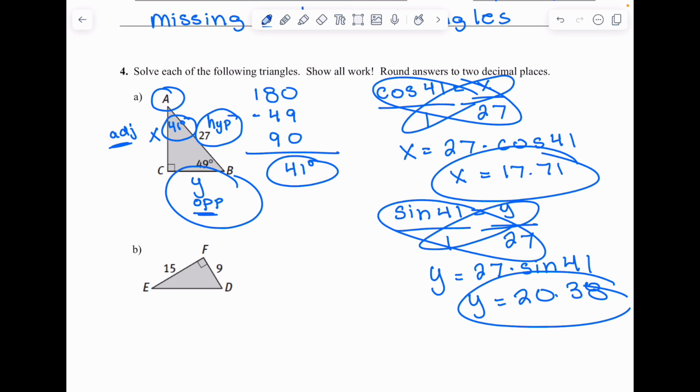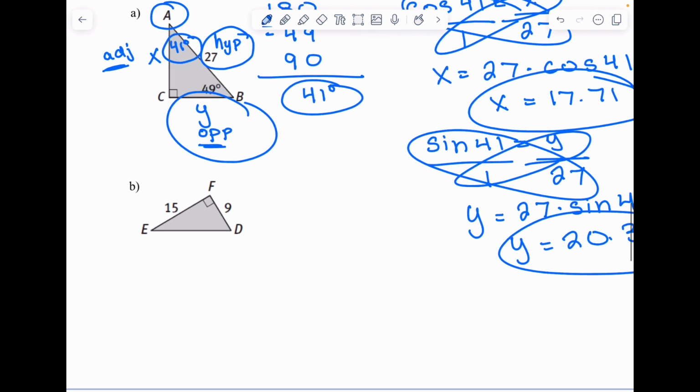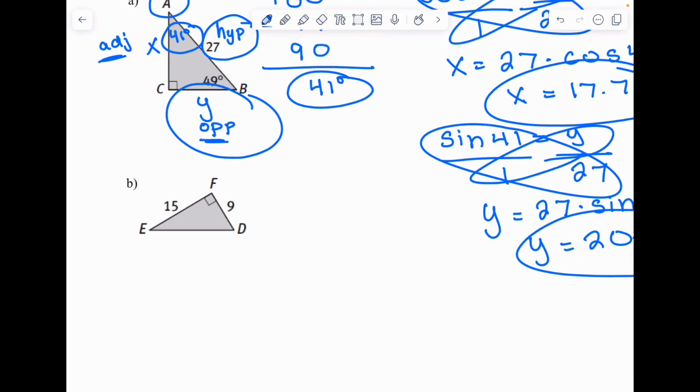So we just solved this triangle by finding all of the missing sides and all the missing angles. Let's try this one more time. In B, I am missing angle E and angle D and side ED. When you are given two sides of a right triangle and you need to find the third side, I would use the Pythagorean theorem.